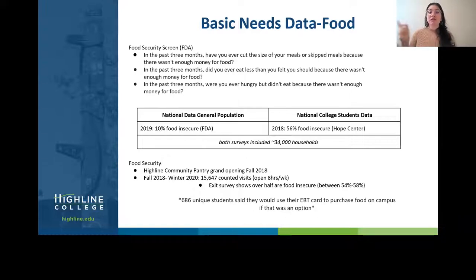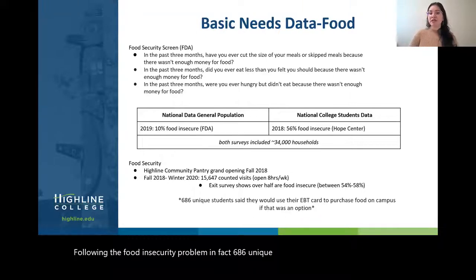Our data was more in line, same with the Hope Center data, that it would go between 54 to 58% of those folks being food insecure. And a lot of those folks actually do have EBT. So although that's one of our services that we provide and we send people up for basic food benefits, that's not solving the food insecurity problem. In fact, 686 unique students said that they would use their EBT card to purchase food on campus if that was an option.